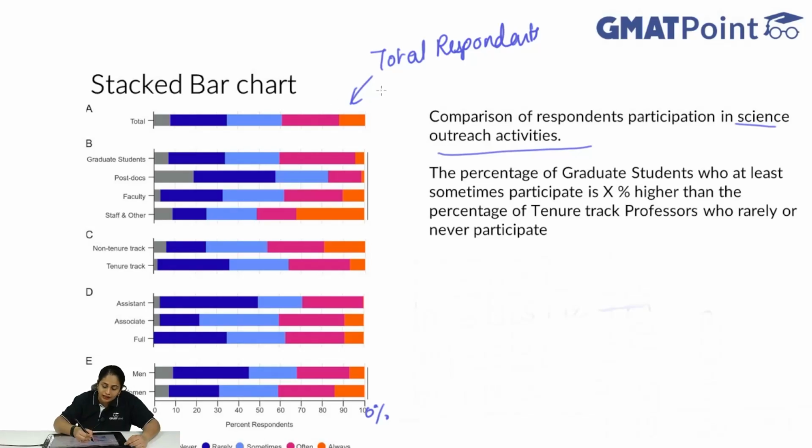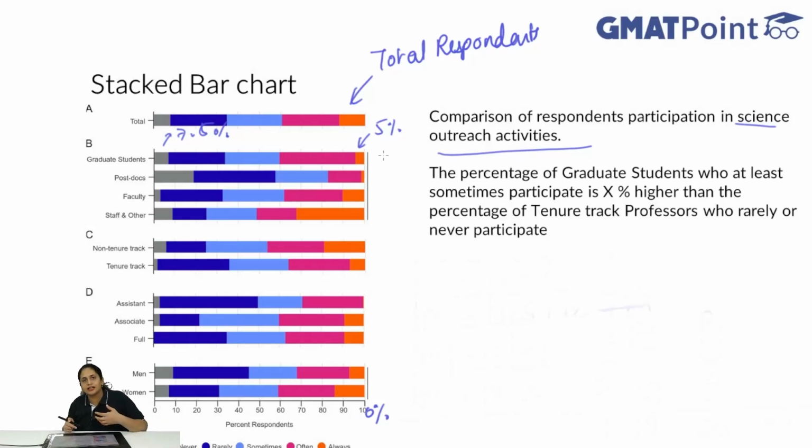Now, not only have they shown it for the total respondents, but they have shown it according to group also. So, of the total respondents, how many were graduate students? How did the graduate students respond? So, I can say that from the table, around 5% of the graduate students say that they always take part in the science outreach activities, while around less than 10%, so I would say like 7.5, said that they never take part in the science outreach activities. So, again, basically, this adds up to 100%. And basically among the graduate students, what was the split of how they participated.